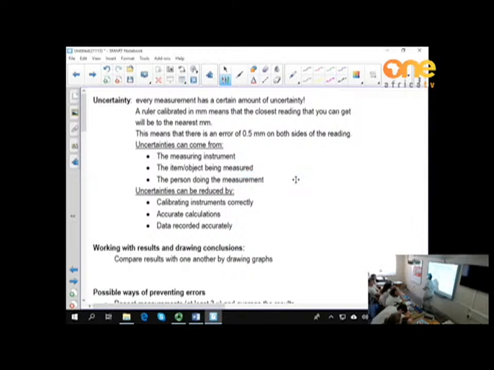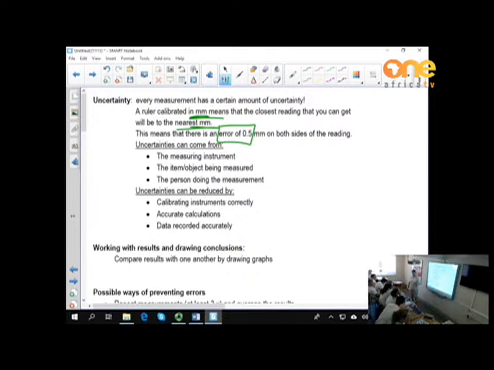Lock in place. Okay. Uncertainty, people: we said every measurement has a certain amount of uncertainty. This is determined by the unit in which it's calibrated. You can never be more accurate than the instrument. So a ruler calibrated in millimeters means that the closest reading that you can get would be to the nearest millimeter. It also means that on that nearest millimeter, there is an error of 0.5 millimeter up and 0.5 millimeter down.